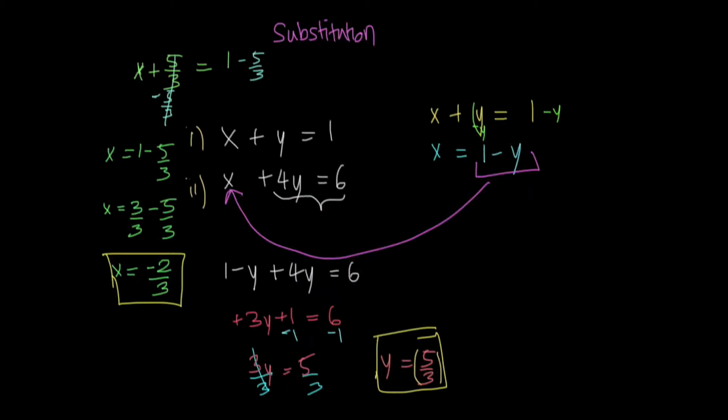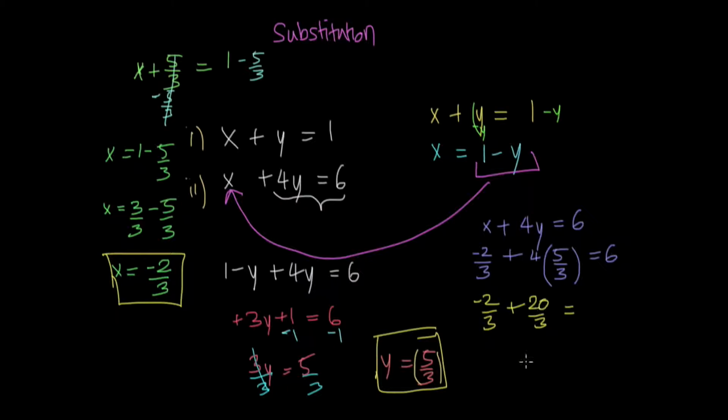And in order to verify the answers, we can substitute them into the second equation here. So we have x plus 4y equals 6. So I can say negative 2 over 3 plus 4 times 5 over 3 equals 6. Well, it should give me 6 if the values are correct. And negative 2 over 3 plus 5 fours are 20 over 3 should give me 6. 20 minus 2 is 18 over 3, which is 6. Therefore, our answers are correct.